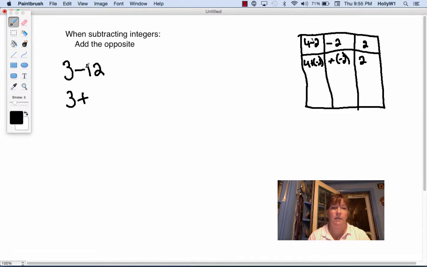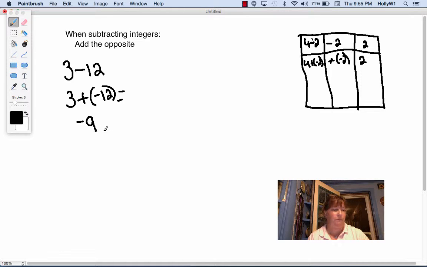So if we're going to add the opposite of 12, remember this minus sign is the operation. It has nothing to do with the sign of the 12. The 12 is actually positive. So the opposite of 12 is -12. And we know from the other day, we take the absolute value of both of these. The absolute value of -12 is larger, so we subtract 3 from 12, and we end up with 9. And the integer that has the largest absolute value actually is negative. So we know that our answer is negative. So we end up with -9.